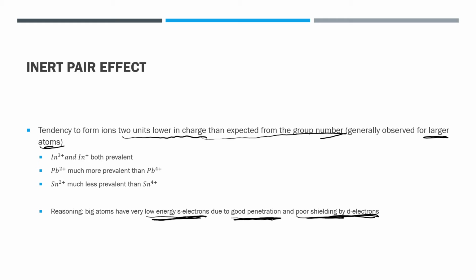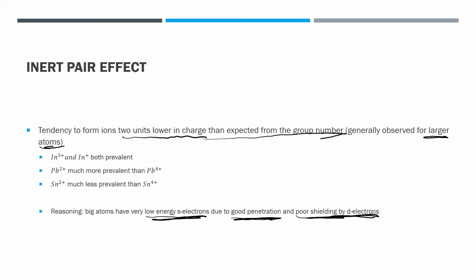So basically, because the s electrons are very happy and close to the nucleus, they don't get removed as easily as you would think. They don't get removed when you form ions as much. Let's look at some examples. We have indium 3+ and indium +. They're both prevalent. Why? Because indium is not very affected by the inert pair effect, because it's not a huge atom where the s electrons are super low in energy comparatively.